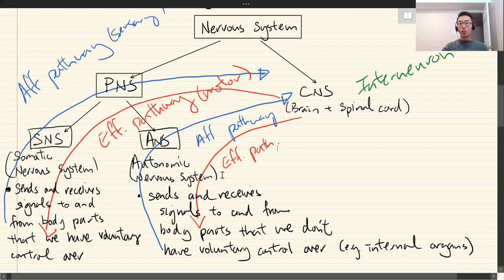It's going to be ANS, right? Because you don't control your heart voluntarily. So the flow of information in that scenario starts off with a receptor, the eye. It goes through the SNS of the PNS. Remember, SNS is part of the PNS. So it goes through the SNS to the CNS, and then there are two paths coming out. One goes through the SNS to your legs, slow down. One goes through the ANS to your heart to increase the heart rate.